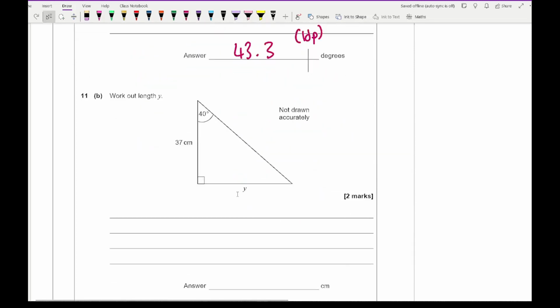Then moving on to question 11b, it says work out the length of y. So again, labeling the triangle, remember that this is the opposite, that's theta, and that's the adjacent. So this time I'm going to use tan. So here I've got tan 40 equals y over 37. So y equals 37 times tan 40, and that should give me an answer roughly around 31.